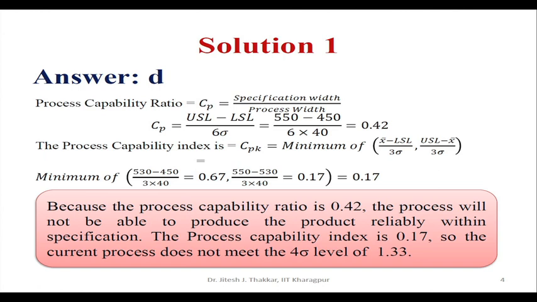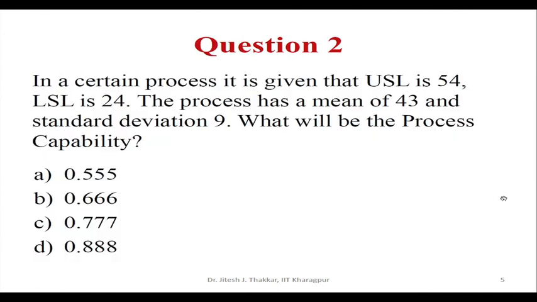You can find process capability index, that is minimum of (x bar minus LSL) divided by 3 sigma, (USL minus x bar) divided by 3 sigma. So, this comes out to be 0.17. You can see that the process capability ratio is 0.42 and the process will not be able to produce the product reliably within specification. Capability index is 0.17. So, the current process does not meet the sigma level of 1.33.